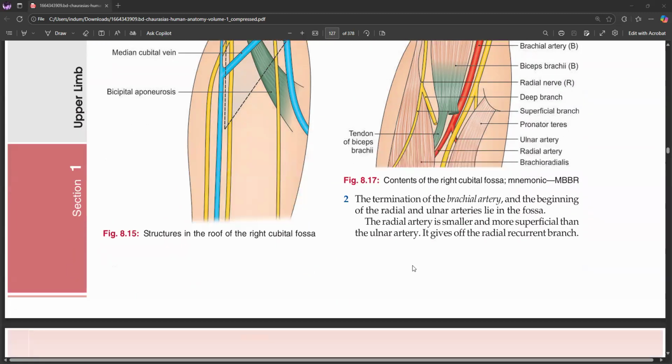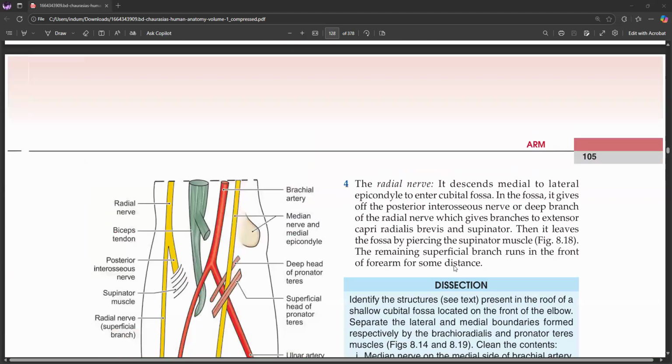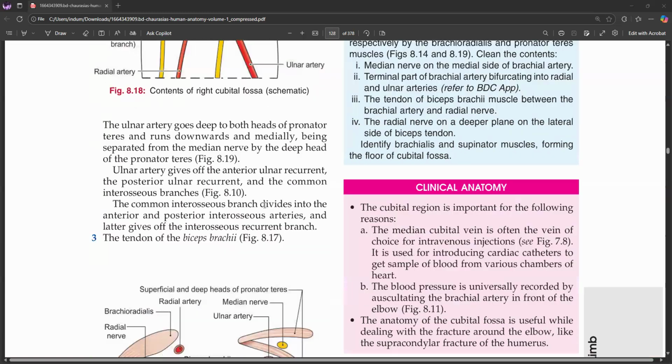Number 2. The termination of the brachial artery and the beginning of the radial and ulnar arteries lie in the fossa. The radial artery is smaller and more superficial than the ulnar artery. It gives off the radial recurrent branch. The ulnar artery goes deep to both heads of pronator teres and runs downwards and medially, being separated from the median nerve by the deep head of the pronator teres, figure 8.19.